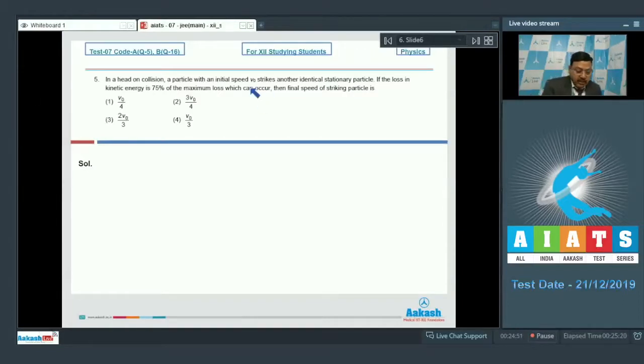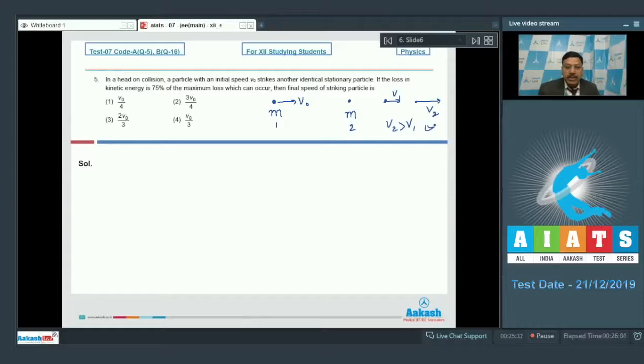Suppose the situation is depicted like this. We have the striking particle. Let's assume it's going with speed v0 and it strikes another particle which is at rest initially. The collision is head-on. After collision, we can call this particle 1, we can name this particle 2. After the collision, the first particle has velocity v1 and the second particle has velocity v2. We can see that v2 we can expect to be greater than v1 for sure.